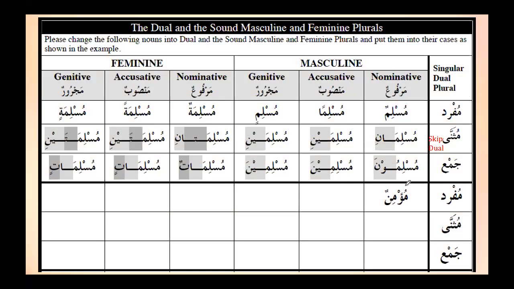So here is a chart for you to practice on your own. I would suggest you look at how the chart is completed for the word Muslim. You can skip the dual because that's a future lesson. You can look at how this Muslim is formed through all of these cases with the feminine, and then look at how it's formed in the plural cases, jama'un cases, and then you can try to do the same for this word, mu'minun.